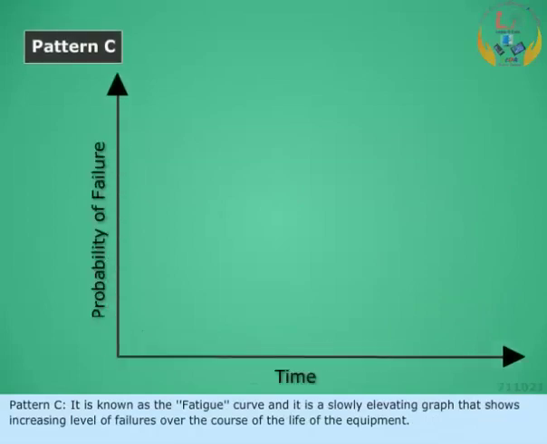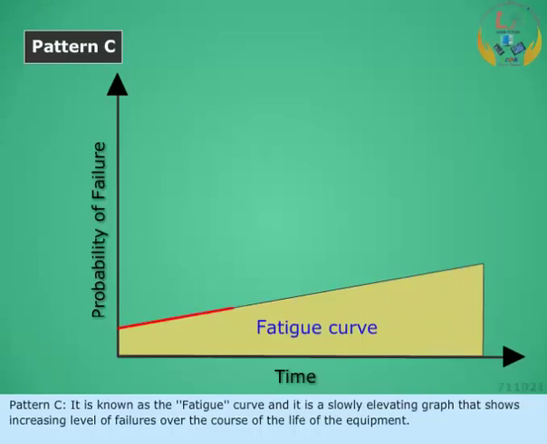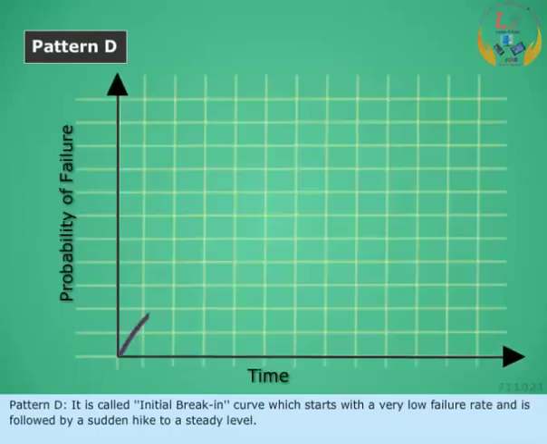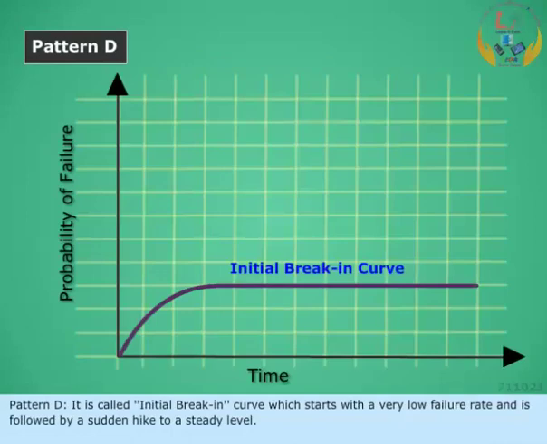Pattern C. It is known as the fatigue curve, and it is a slowly elevating graph that shows increasing level of failures over the course of the life of the equipment. Pattern D. It is called initial break-in curve, which starts with a very low failure rate and is followed by a sudden hike to a steady level.